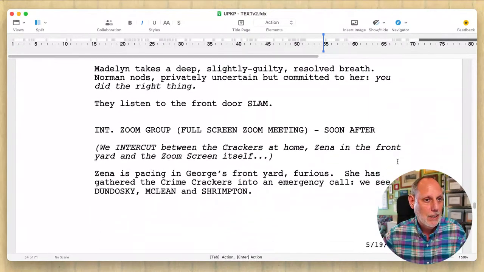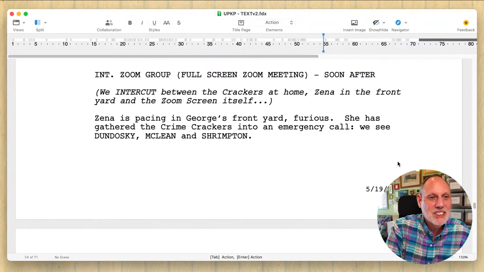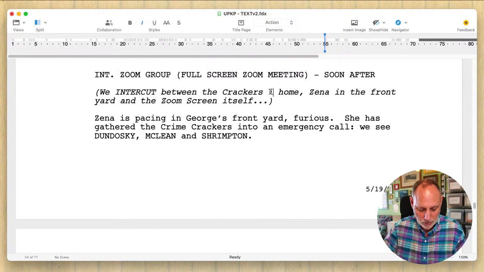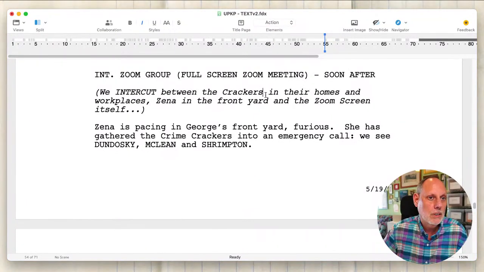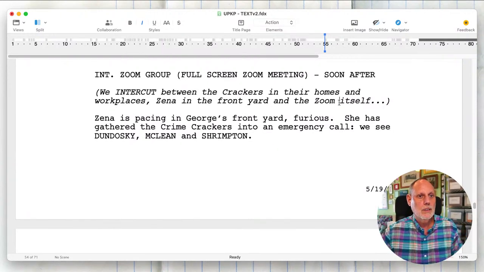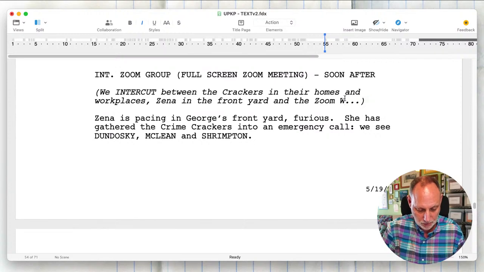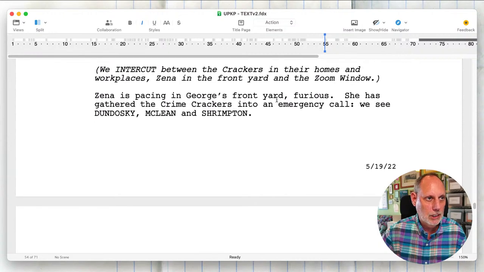Okay, so this is where I stopped. Now I need to look at it because I have not done so. Homes and workplaces. And the Zoom itself. All right, that's a little clearer.